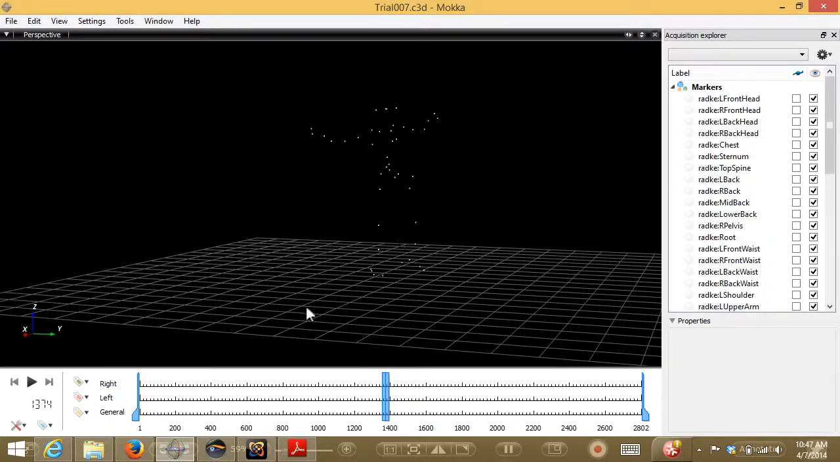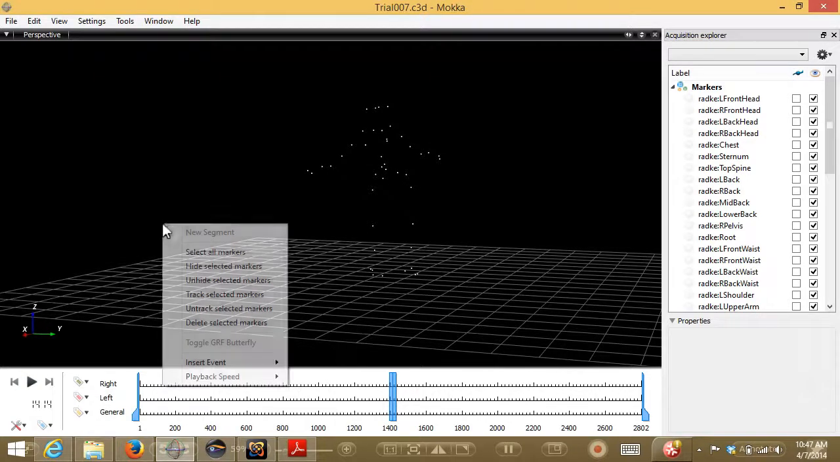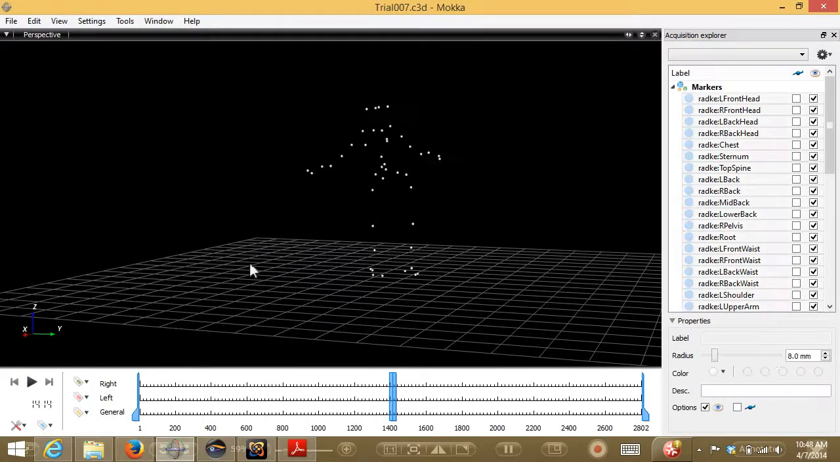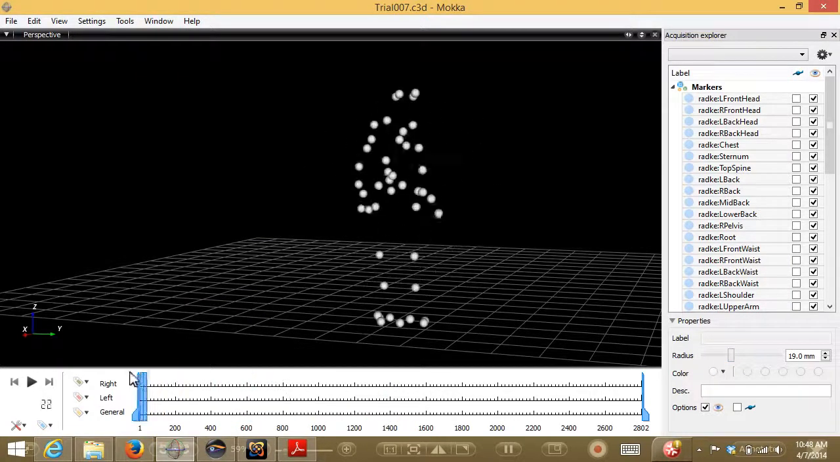Trying to figure out how I select all the markers. There we go. Right, so here basically I'm just clowning around.